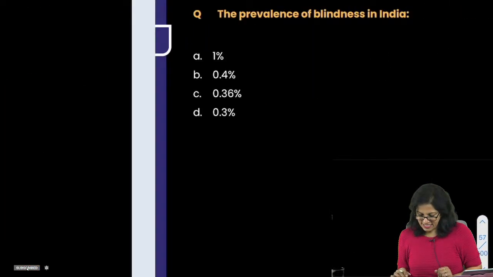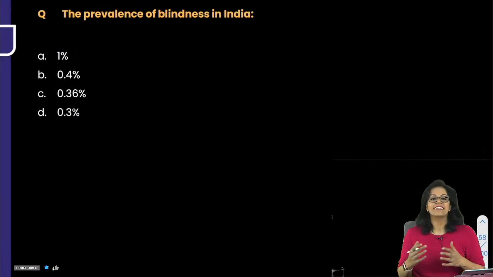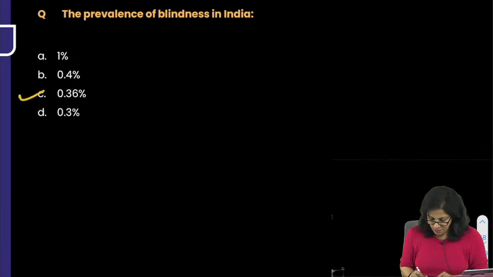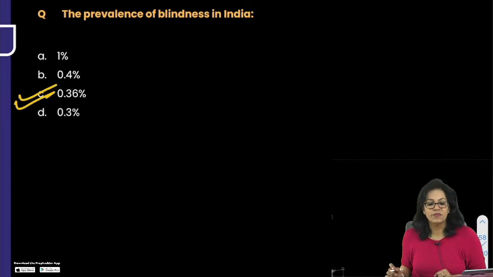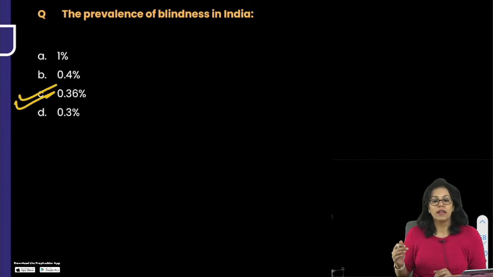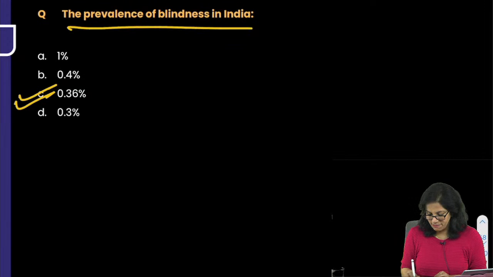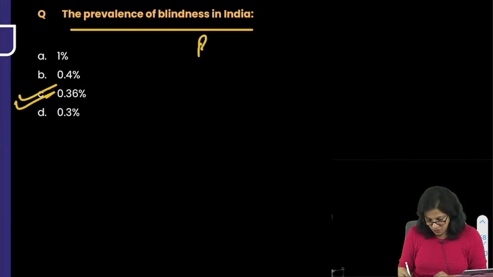Okay, let's see. The prevalence of blindness in India, what will you answer? 0.36%. So at present what we answer is this. So everybody, earlier it was learnt as 1%, the earlier data, now it is 0.36%. Just remember this. Okay? Okay, how do you define blindness? Let us learn this, a few questions around it.